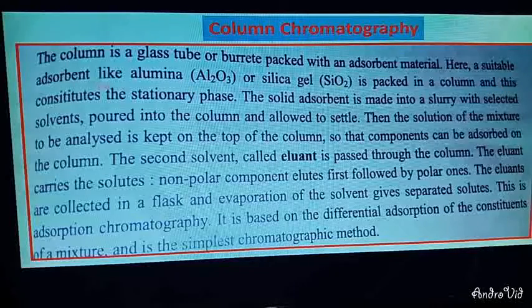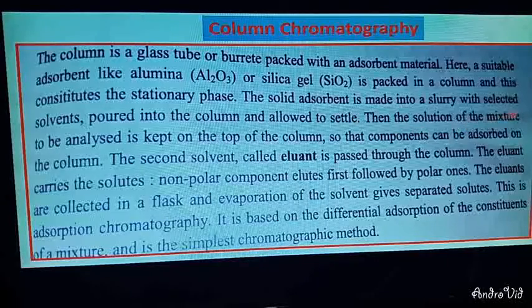These are basically the ingredients of the stationary phase. So the packed adsorbent material in case of column chromatography acts as stationary phase. This solid adsorbent is made into slurry with selective solvent, poured into the column and allowed to settle. Then the solution of mixture that is needed to be analyzed is kept on the top of the column so that components can be adsorbed on the column.